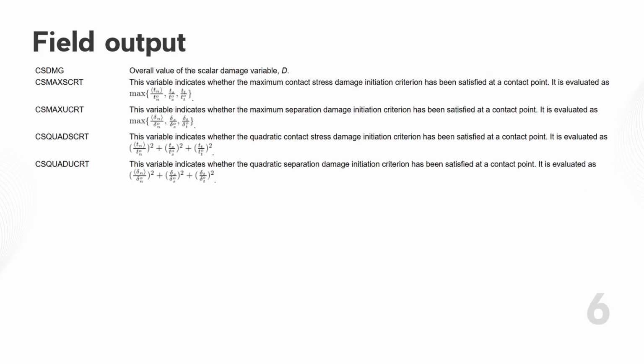We need to touch the results because we need some field output from ABAQUS. The first one is CDMG, the scalar damage variable related to this cohesive contact. Also, we will turn on and select the damage initiation criteria that I mentioned in the previous presentation, but I will mention it again. There can be maximal stress, maximal separation, quadratic stress, and quadratic separation. Those are the options that you can select for your damage initiation criteria.